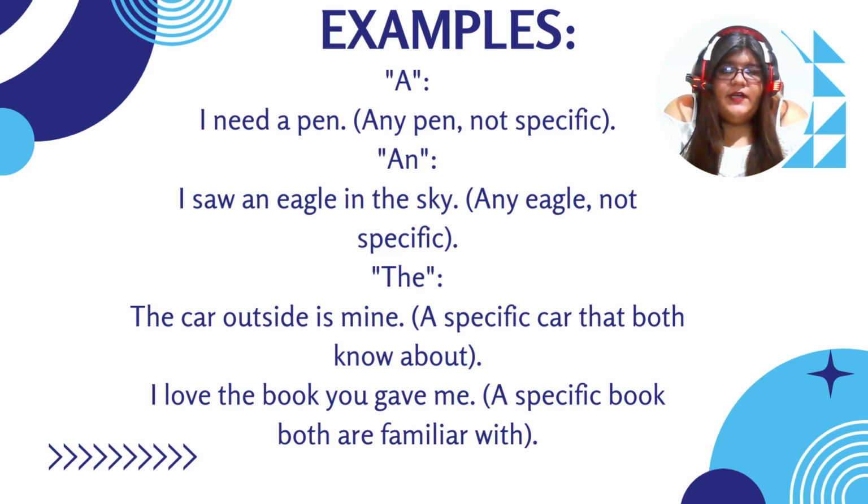Then we have the article the, which is a specific one. For example, the car outside is mine. You're expressing that the car belongs to you and that you know the car, right? Because it belongs to you. So a specific car that both know about. Who? The one who's speaking, in this case, me and you. I'm saying the car outside is mine.